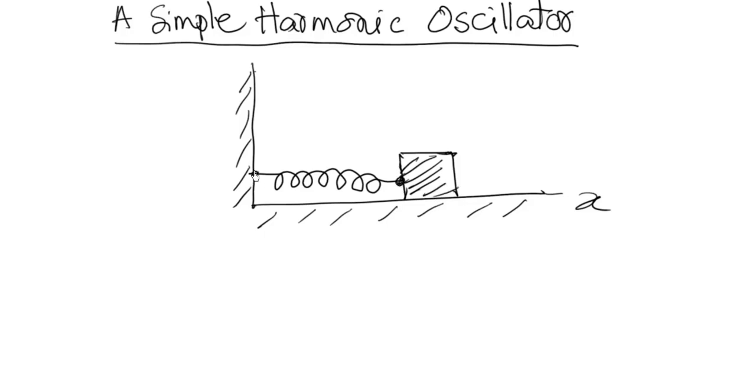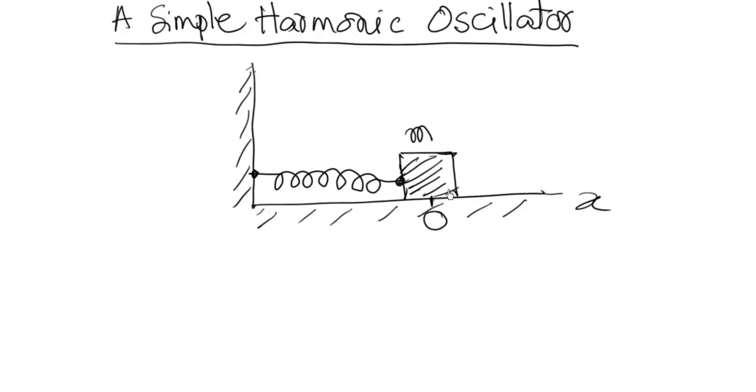Let us consider that a block of mass m is connected to one end of a spring and the other end of the spring is fixed at a rigid support, and the block rests on a frictionless surface. Let us suppose that this O is the position of the block in equilibrium situation.